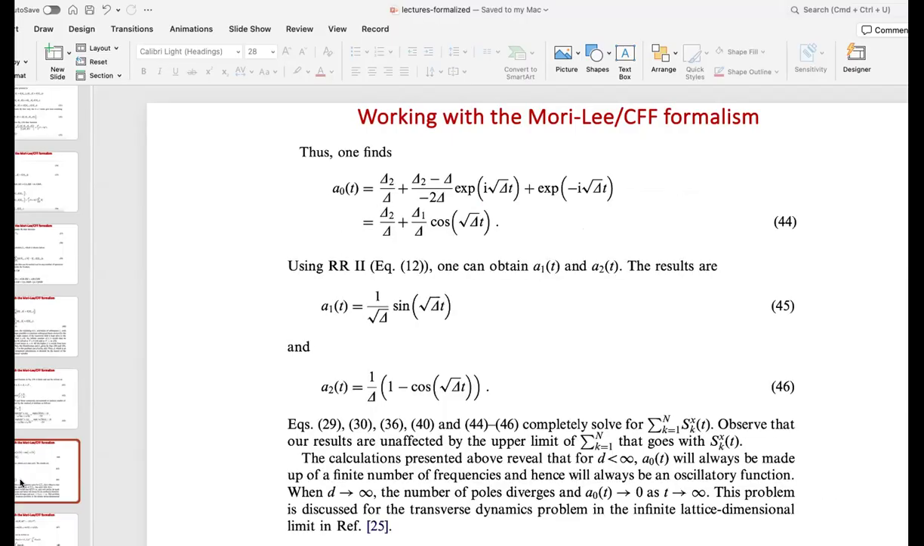So you can actually do an exact calculation, and you find that A0 of t becomes the zero frequency mode, delta 2 over delta. Cos 0 is 1, so therefore no time dependence. Here you have this e to the minus i root delta t, and then e to the plus i and minus i. And so you can essentially write it down as one single frequency, cosine of root delta t. So this is cosine of 0, this is cosine of root delta t. So you have two frequencies in the problem.